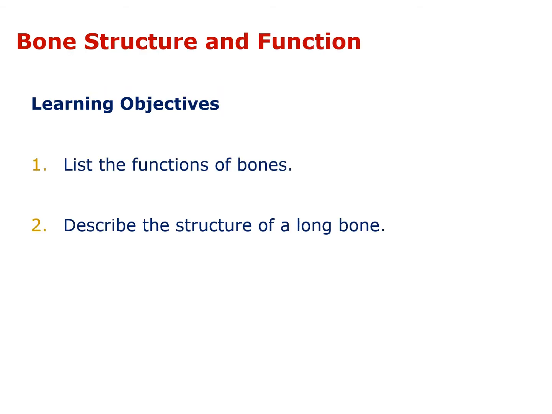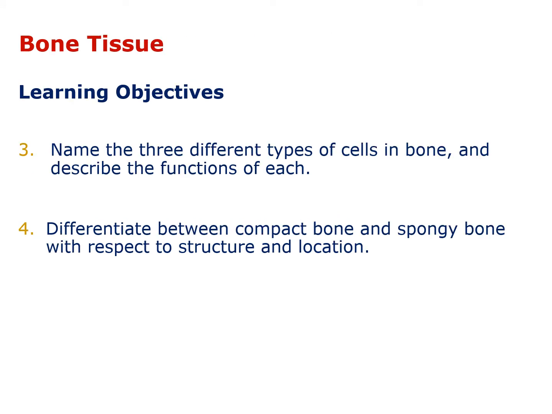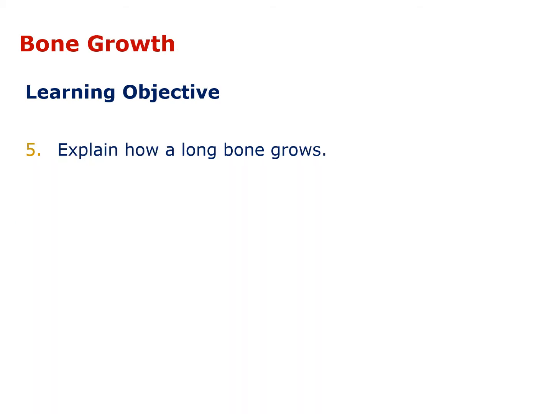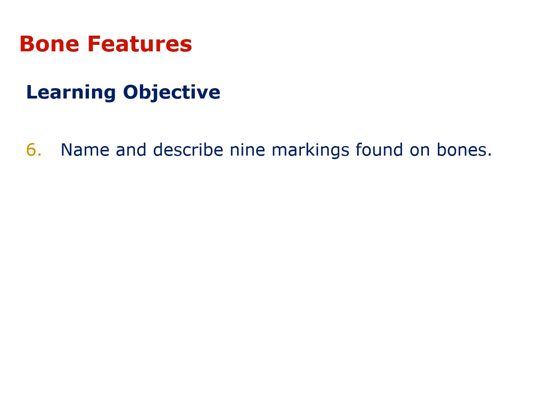Learning objectives: list the functions of bones and describe the structure of a long bone. Name the 3 different types of cells in bone and describe the functions of each. Differentiate between compact bone and spongy bone. Explain how a long bone grows. Name and describe 9 markings found on bones.